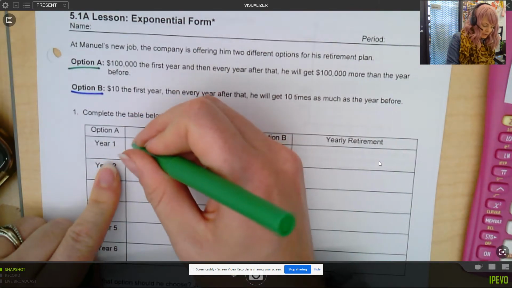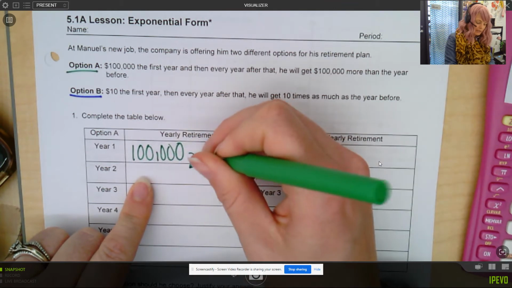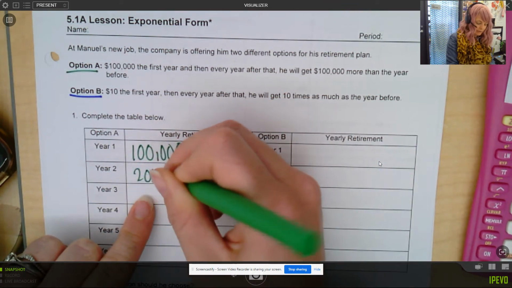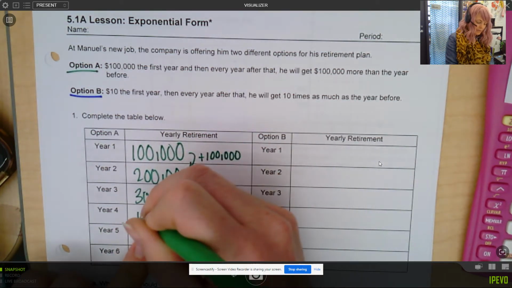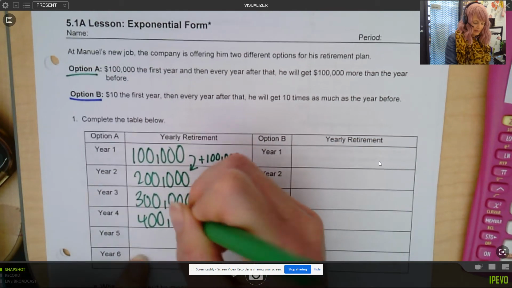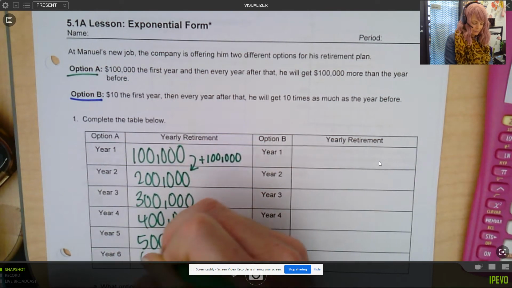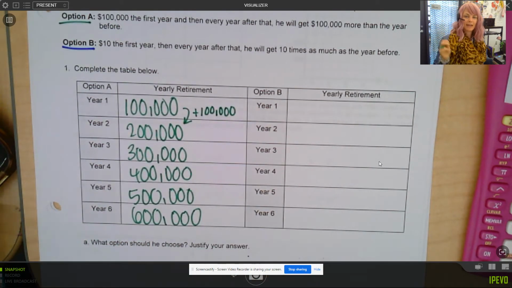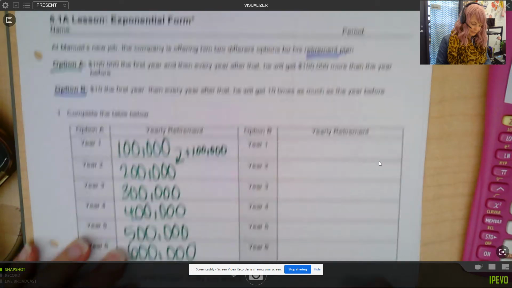So year 1, option A, we'd get $100,000. And year 2, we're just going to add another $100,000 to get $200,000, and so on. So $300,000, $400,000 for our retirement, $500,000 for retirement, and $600,000 for retirement. So again, this is different than salary. This is what we would get for our retirement plan.